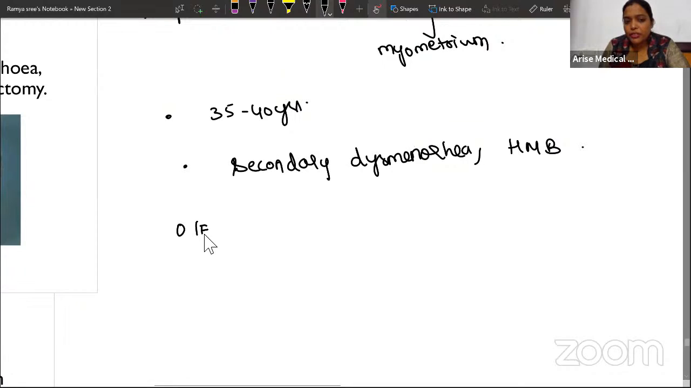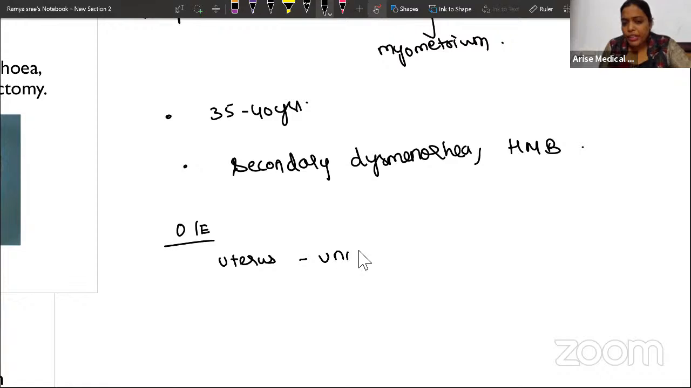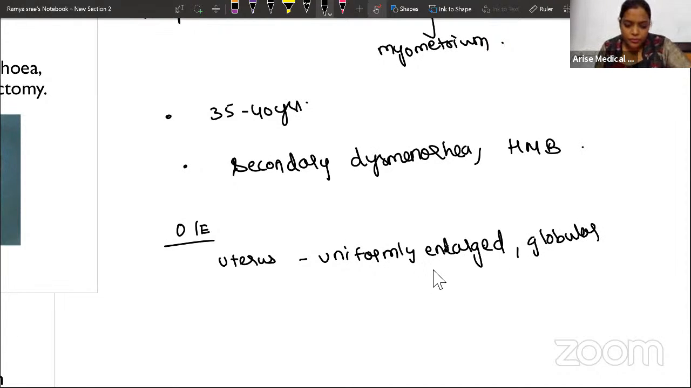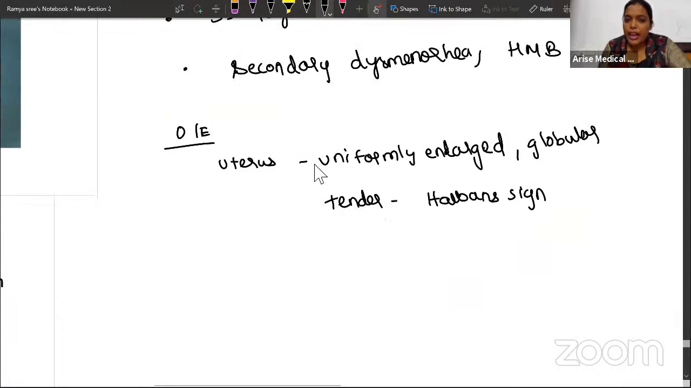On examination, the uterus will be uniformly enlarged and globular, and it will be tender. The tender uterus is called as Halban's sign.